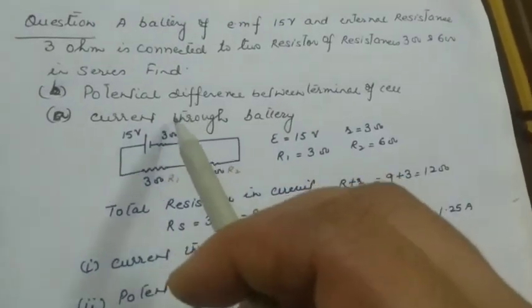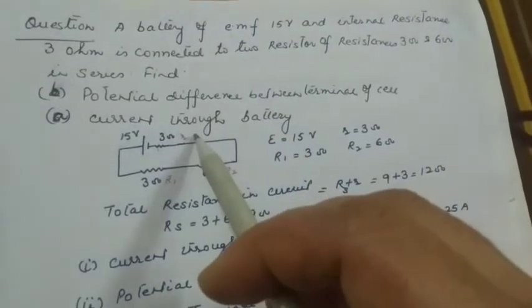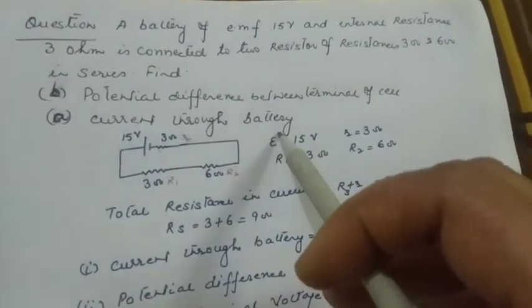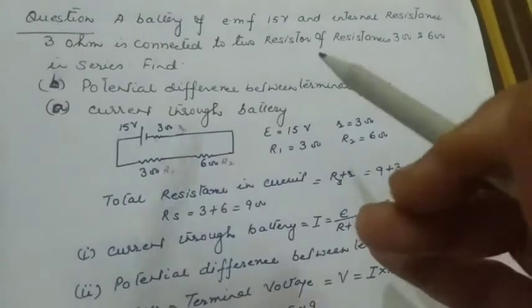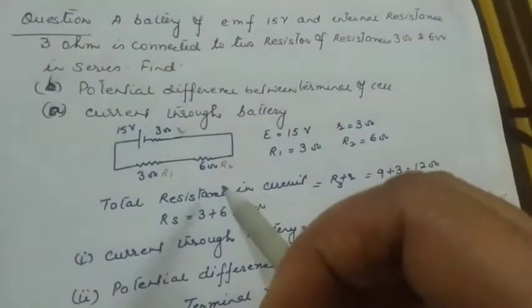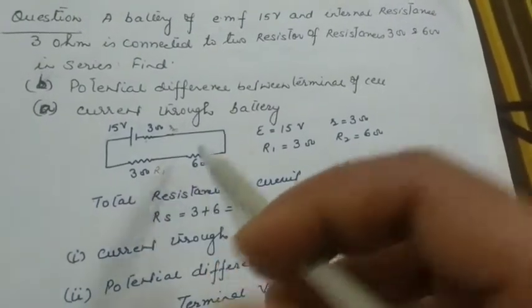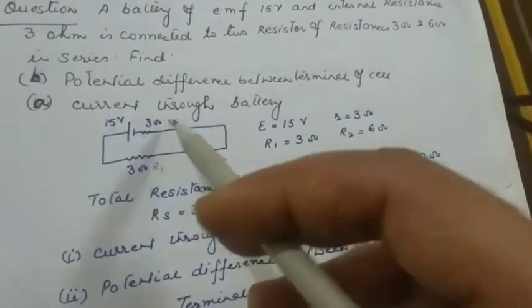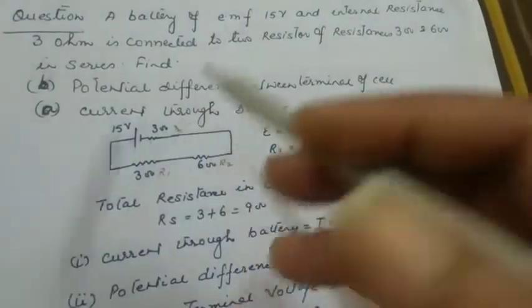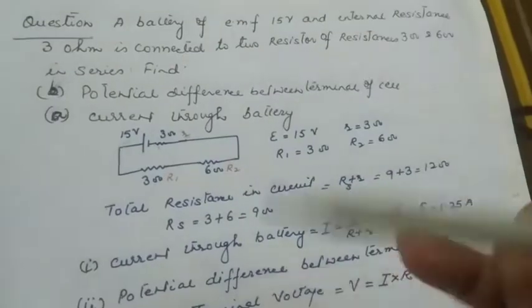So what is required there? Firstly, I will find out the current through the battery. Current through the battery means current in the circuit. What is the formula for current in the circuit? EMF upon total resistance. As concerns total resistance, you know well both are connected in series. External resistance 3 plus 6, 9, and internal resistance 3. So 9 plus 3 is 12. So EMF 15 volt, 15 upon 12 we will get the answer of current.